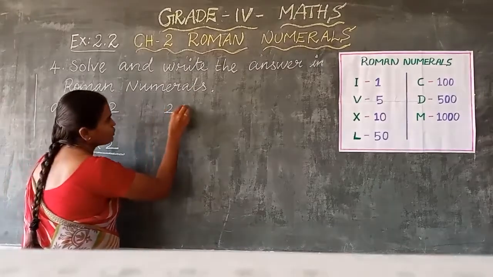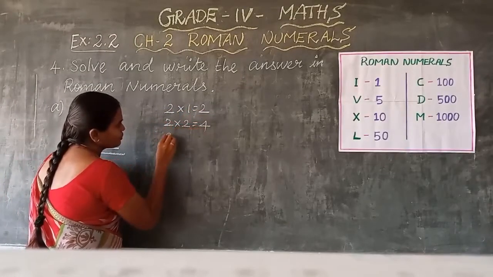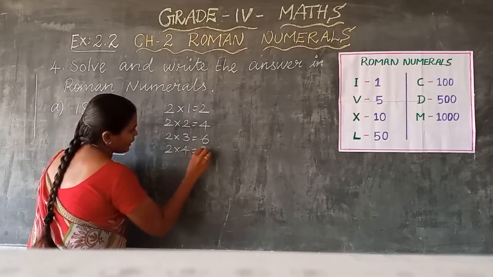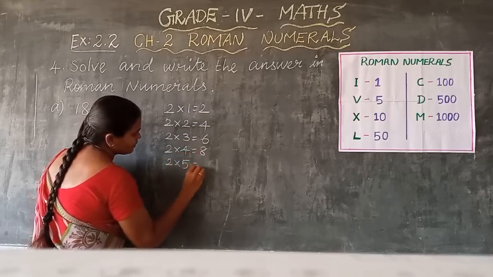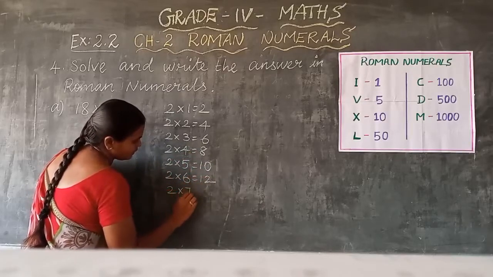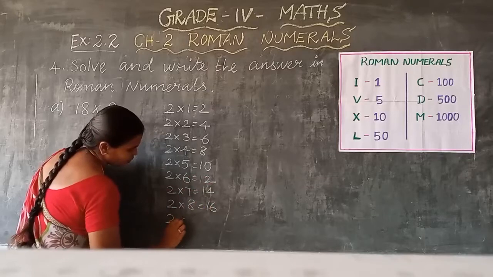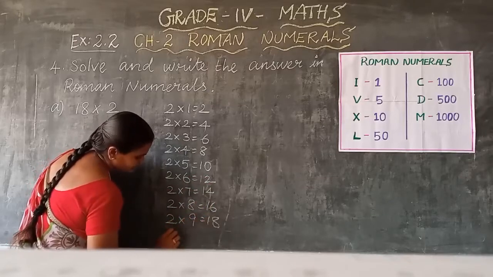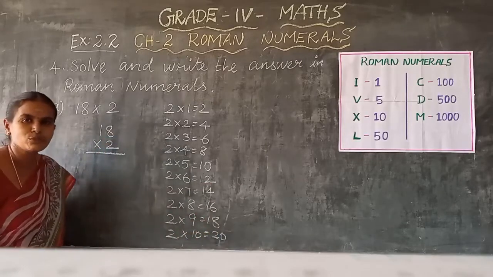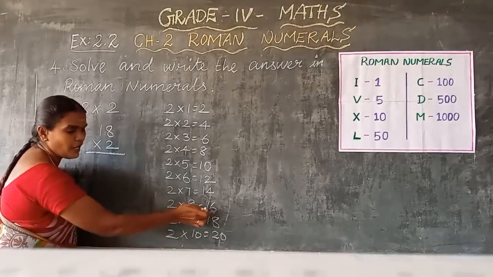Now, write the 2 table. 2 ones are 2. 2 twos are 4. 2 threes are 6. 2 fours are 8. 2 fives are 10. 2 sixes are 12. 2 sevens are 14. 2 eights are 16. 2 nines are 18. 2 tens are 20. So 8 twos are 16, or 2 eights are 16.